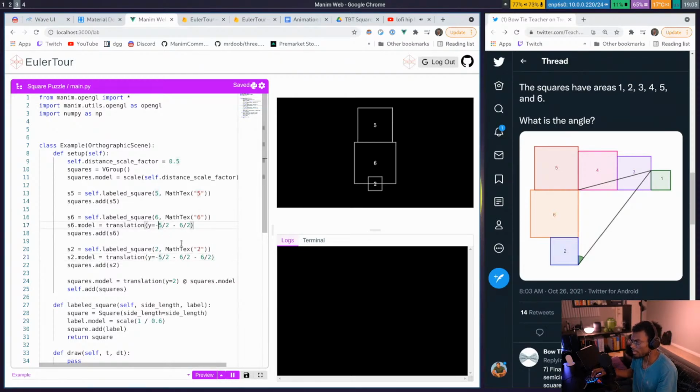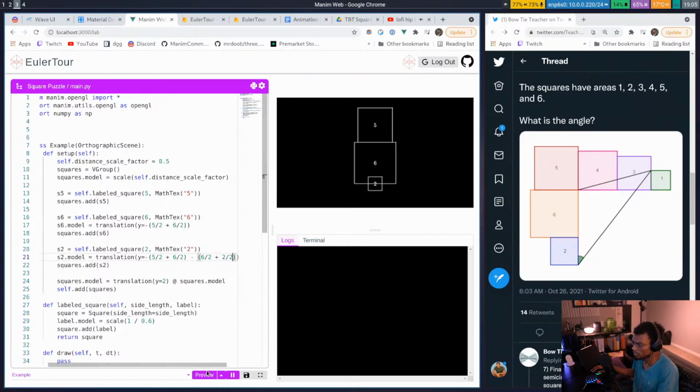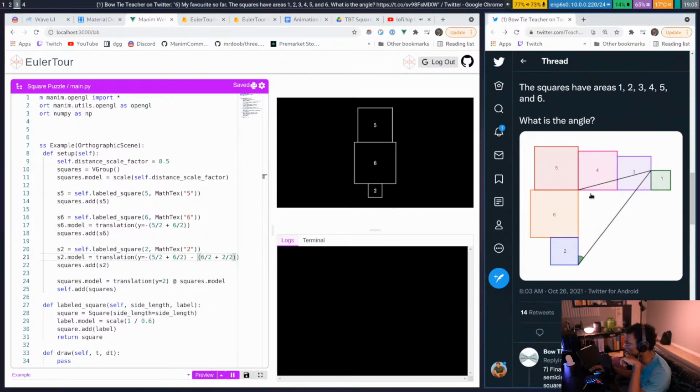How can I organize this? So like this, then same thing here. Plus 6 over 2. Then minus, and this is going to be 6 over 2 plus 2 over 2. Great. So I guess this isn't to scale, but it makes sense that this isn't to scale, because this 2 obviously isn't a third of this 6.